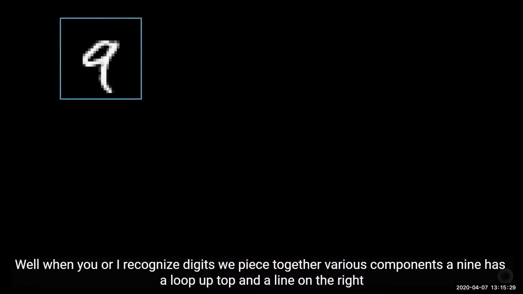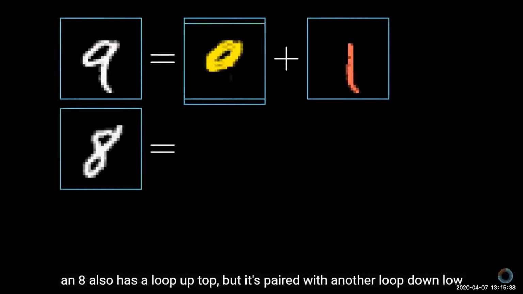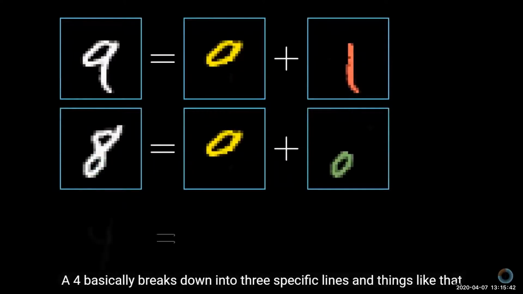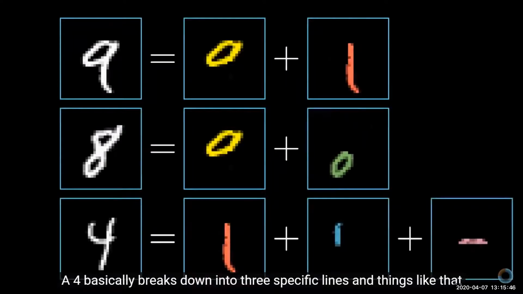Well, when you or I recognize digits, we piece together various components. A 9 has a loop up top and a line on the right. An 8 also has a loop up top, but it's paired with another loop down low. A 4 basically breaks down into 3 specific lines and things like that.